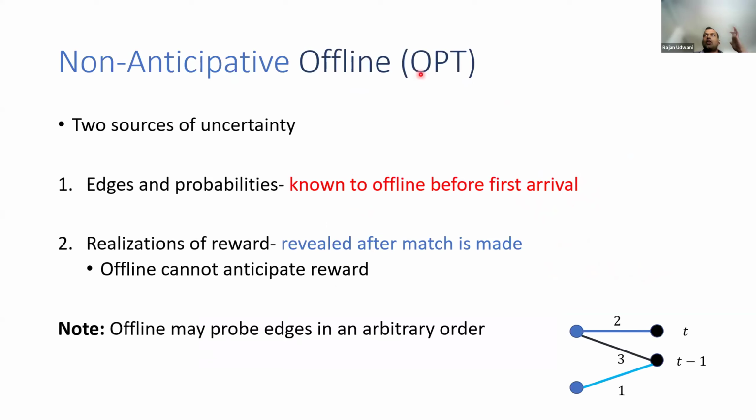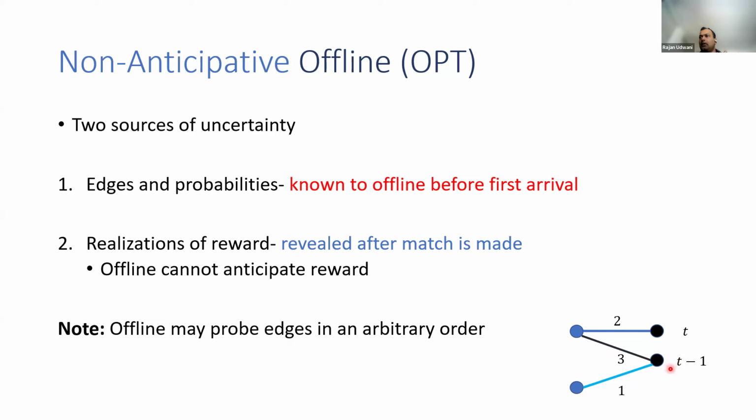Okay. So what does opt look like for this? In the literature, people have looked at different kinds of opt. I look at the strongest version of it because our analysis goes through for this. So opt knows all the edges and probabilities. It does not know the realizations of any reward. They are revealed after the match is made. And opt can probe edges in arbitrary order.